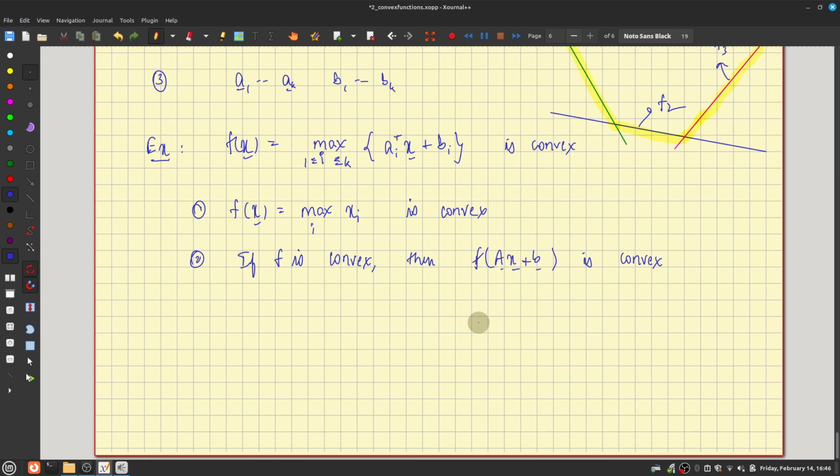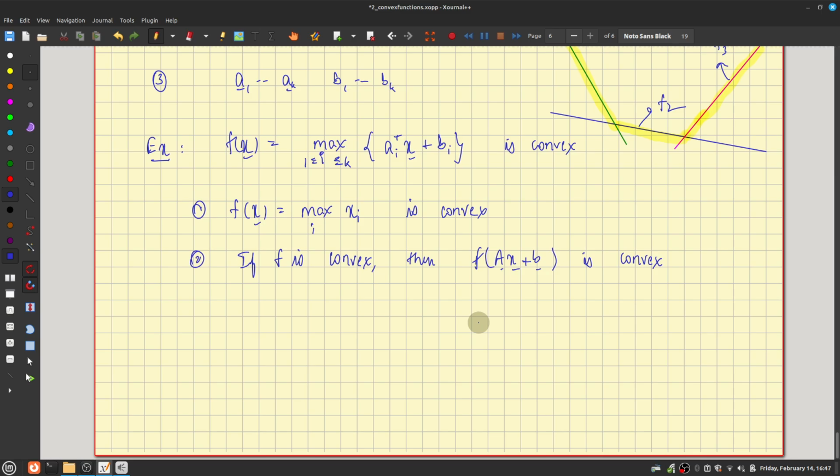What if that Ax plus b argument is itself convex? Convex of convex. We will come to that a little later, how compositions can behave with respect to each other.